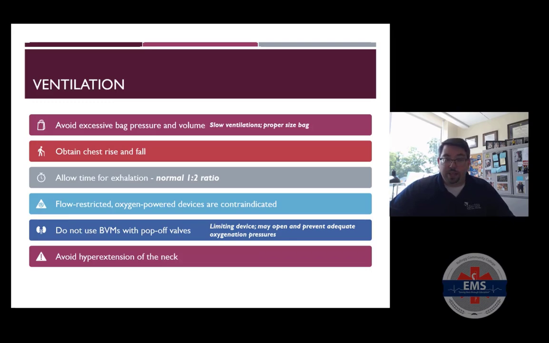Flow restricted oxygen powered devices are contraindicated. We should not use them. We had an opportunity to play around with those during our pig lung and heart dissection. You can see the damage that can happen because of those. And then do not use BVMs with pop-off valves.